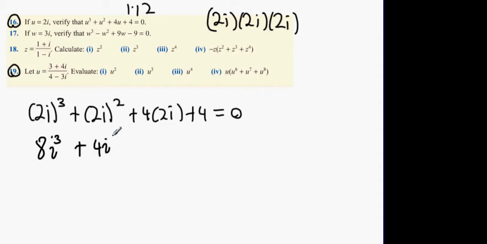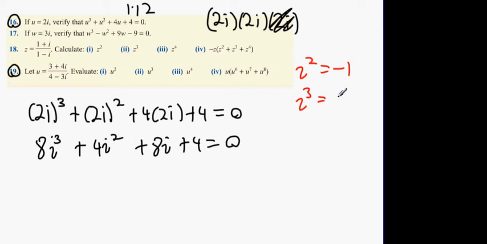2i by 2i by 2i, when you multiply them all by each other, what do you get? 8. You get 2 by 2 by 2 is 8, and you have i cubed. Okay, the next one's going to be 4i squared, because that's 2i by 2i, which is 4i squared, plus 8i plus 4 equals 0. Now you're at the stage where you need to figure out i squared is minus 1, i cubed is going to be i squared times i, which is minus 1 times i.